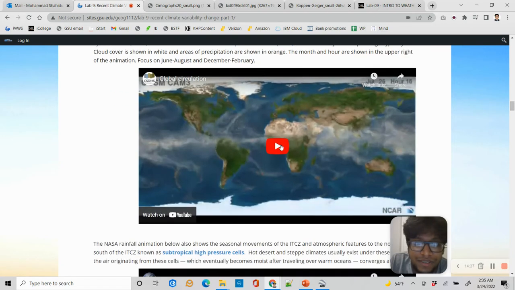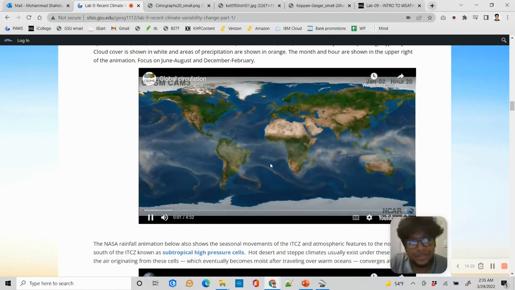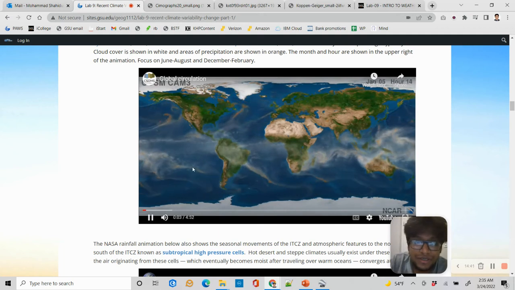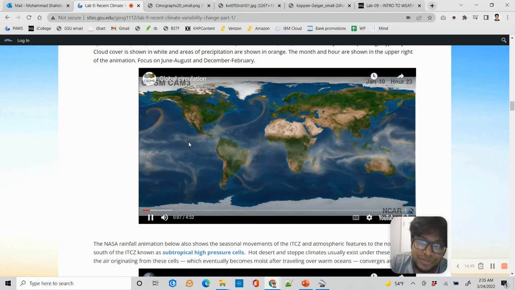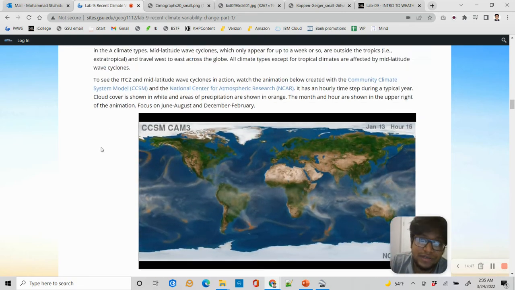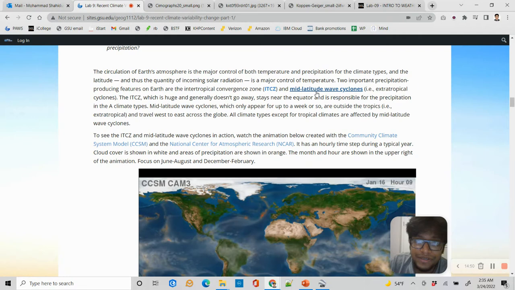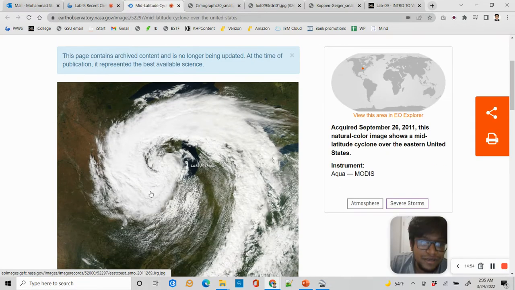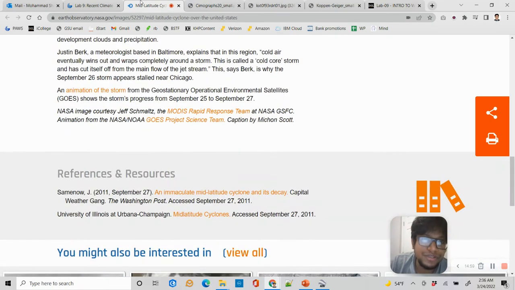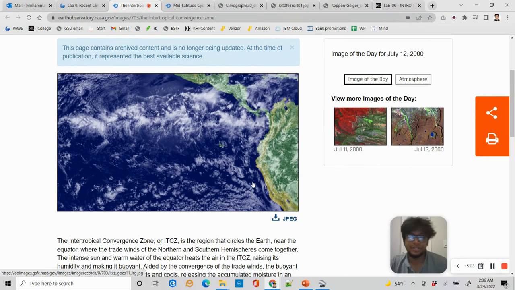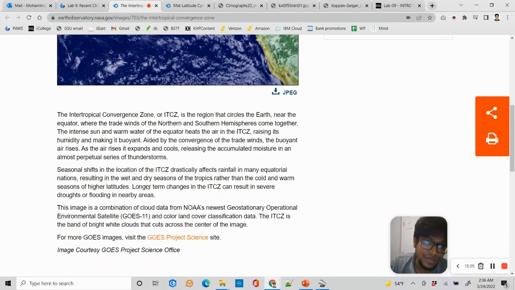so if you look at this graph, this animation, you can see how that wave actually moves. That is what we've been talking about, the mid-latitude wave cyclone. You can click on that and see what it actually is. Follow the description here, as well as for the ITCZ. If you forgot the idea from the previous lab, just follow through the description and you'll get to know about them as well.